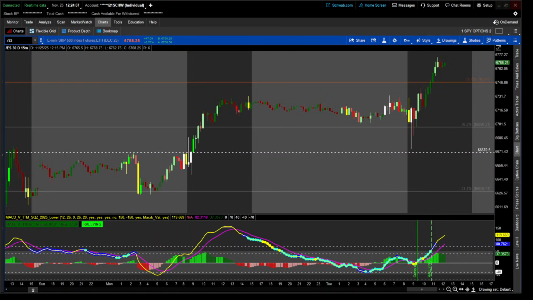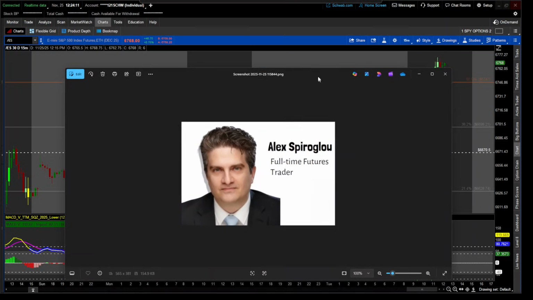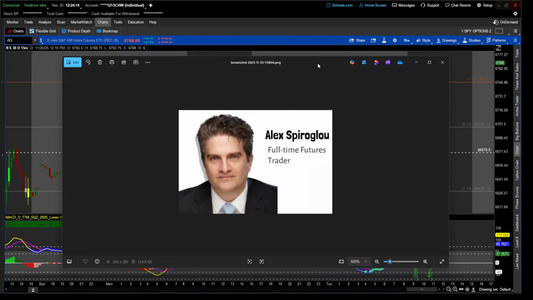Today I'll be introducing you to the MACDV indicator. It's fairly new. It came out about 2022. MACD was modified by this guy, who went through a whole bunch of developmental stages with the indicator.